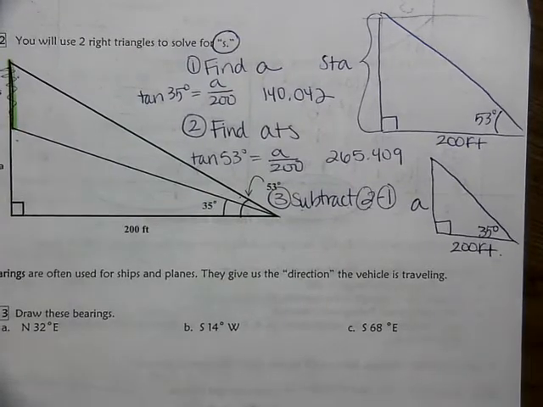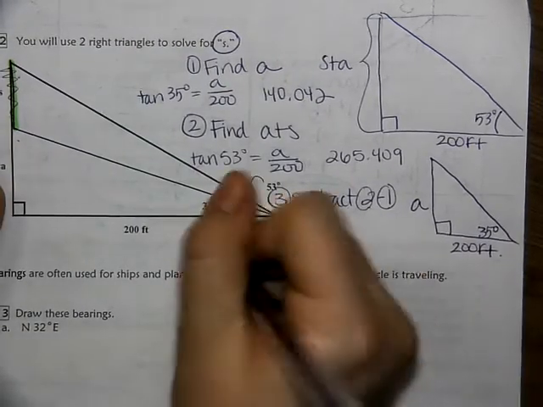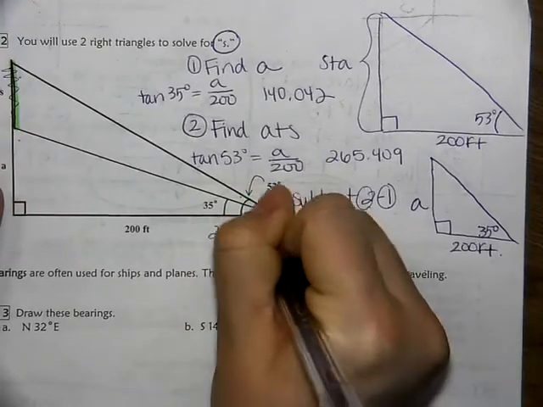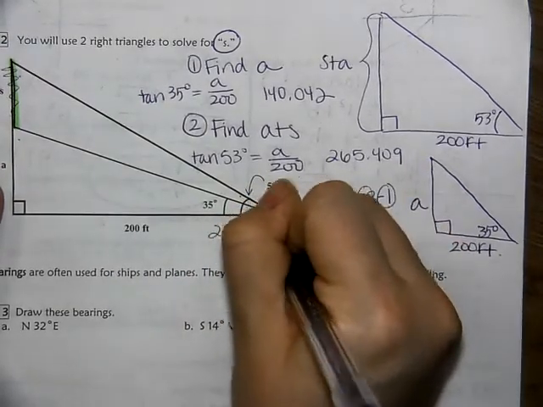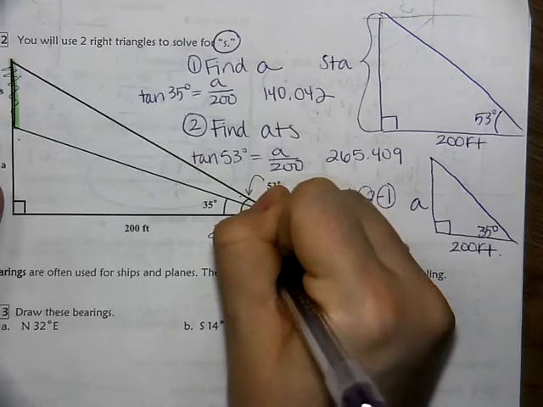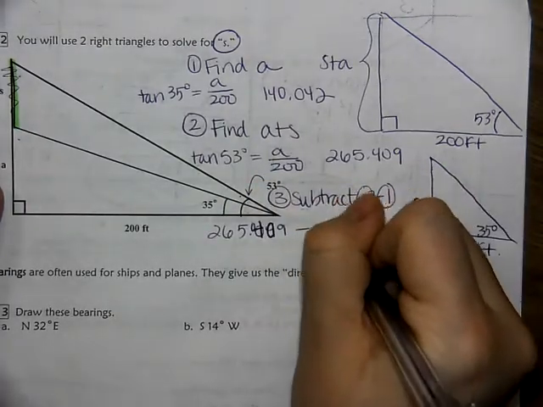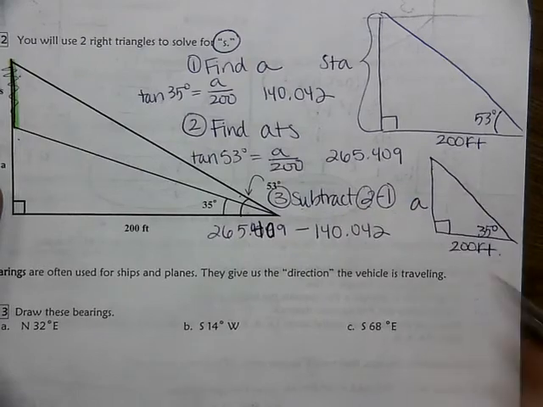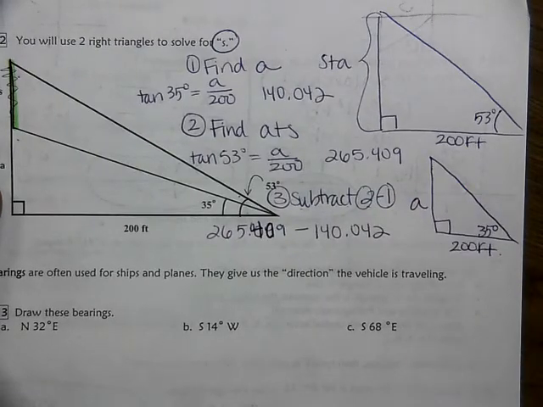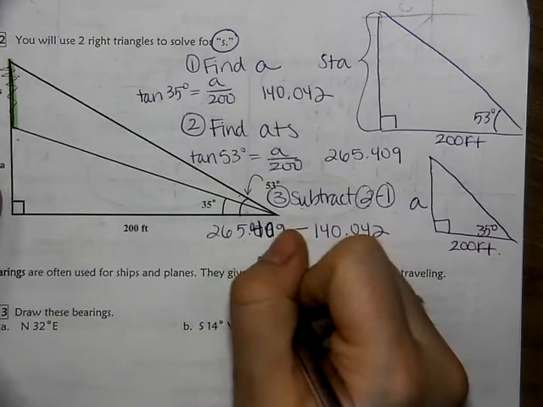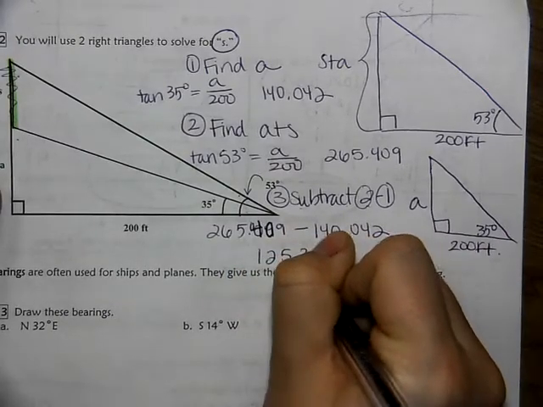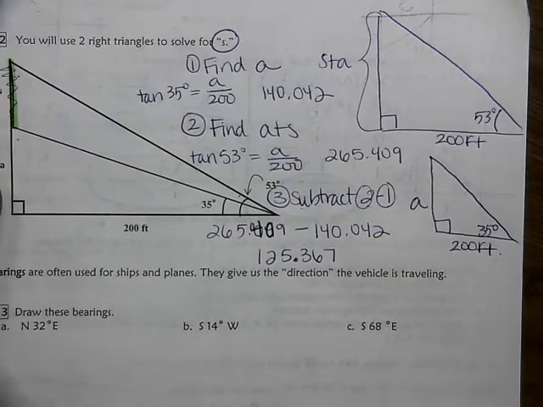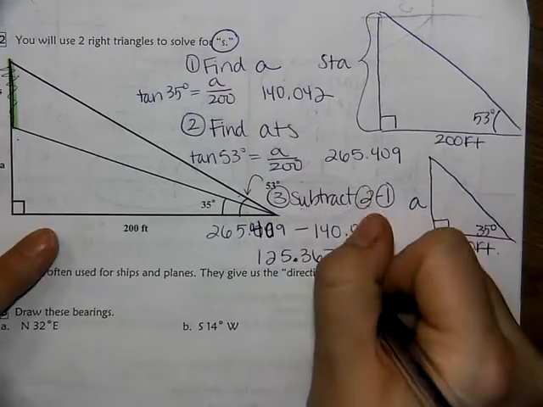Okay, and now all we have to do is subtract those, right? So we're going to take that 265.409 and subtract 140.042. I got 125.367. Can I get some confirmation on that? Good answer. And then this would be in feet.